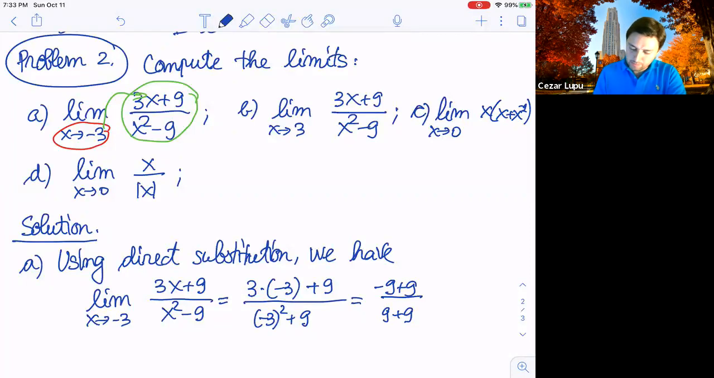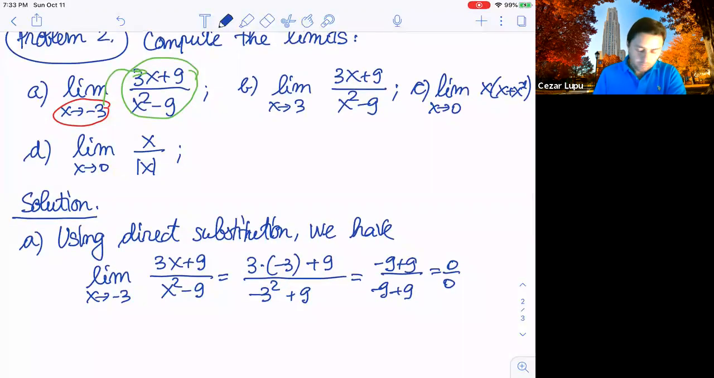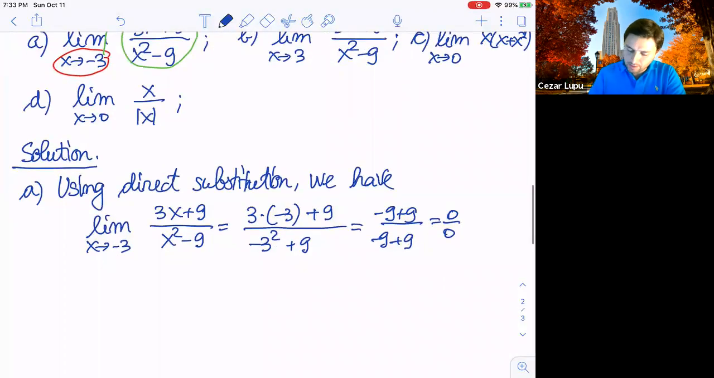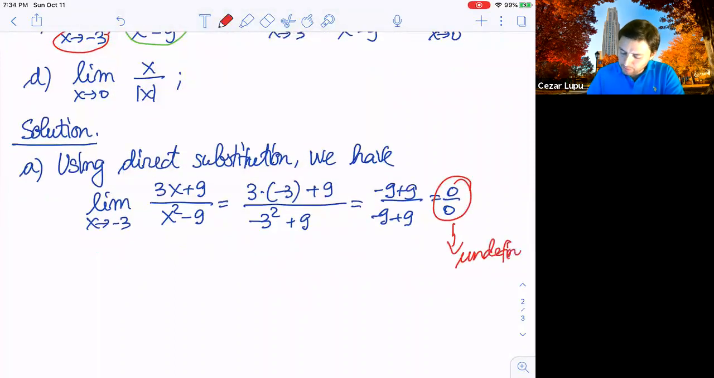Sorry, negative 9 plus 9. So as you can see here, I'll have 0 over 0. So this is an indeterminate form, right? It's undefined, this guy here. We need to do something about it.